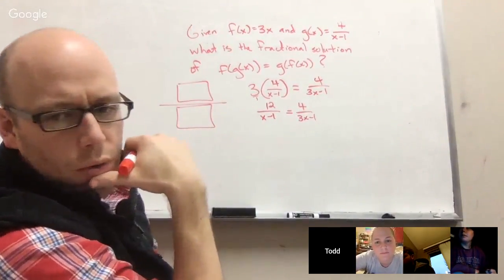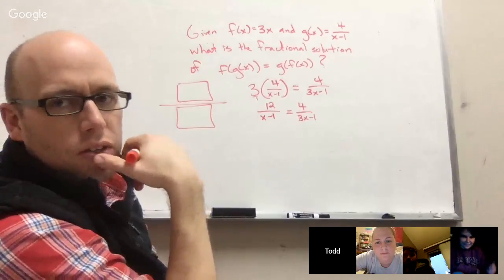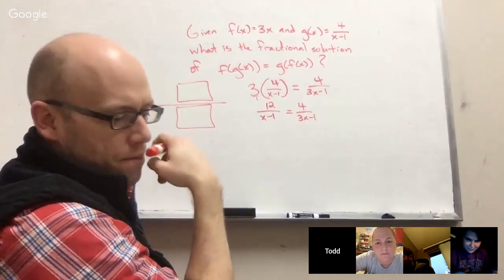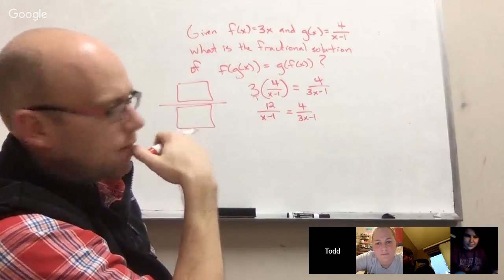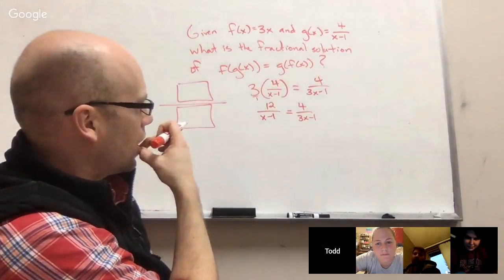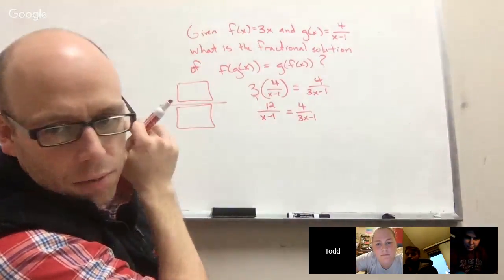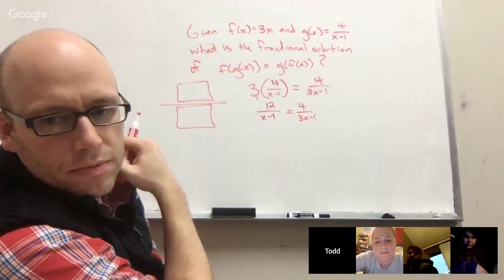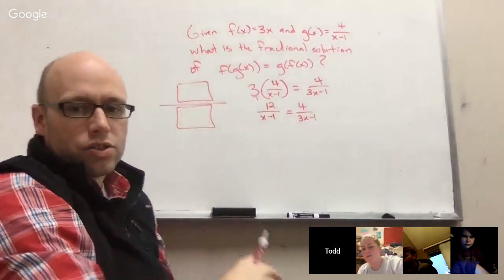What do we need to do to solve this thing then? Is the next question. Do we solve for x? Say again, Blake. Do we solve for x? Yes, we want to solve for x. So the question is how.